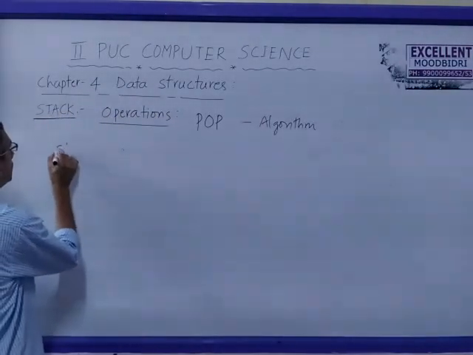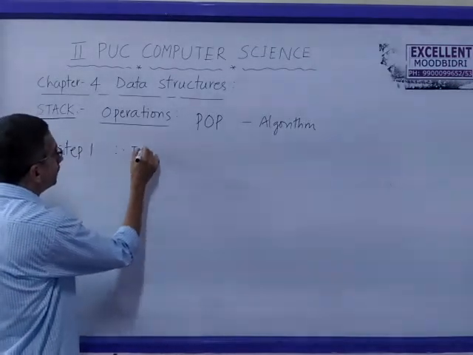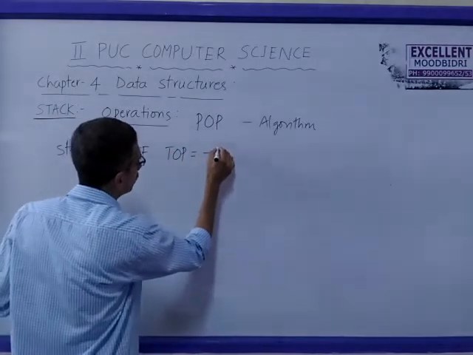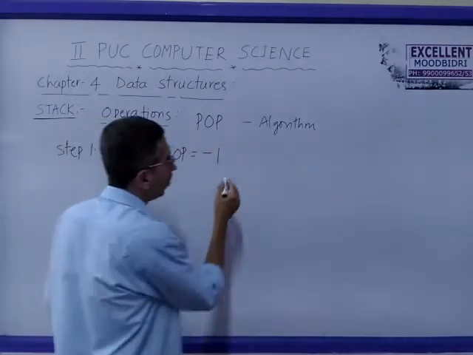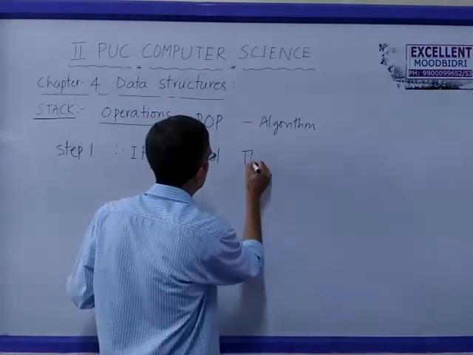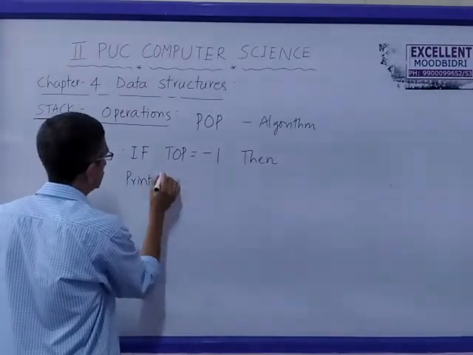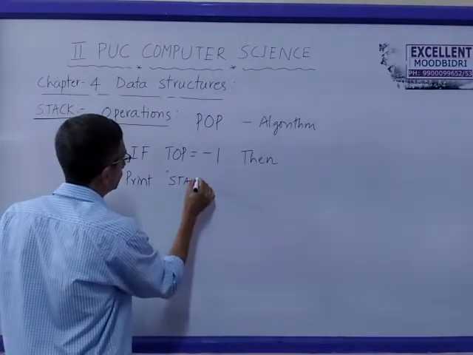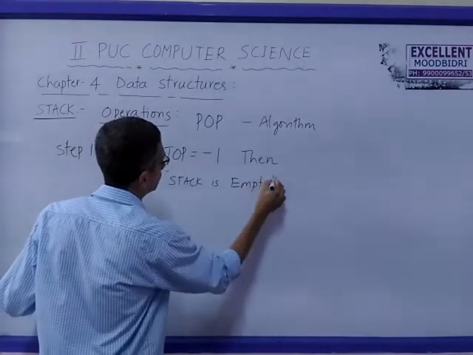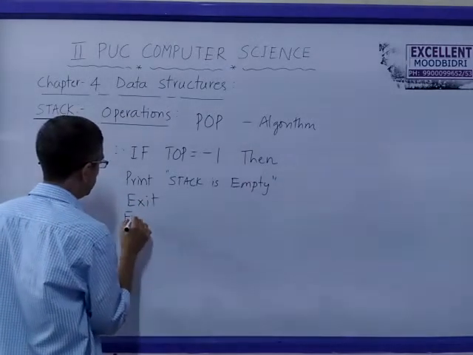Algorithm, step 1. If top is equal to -1, or null you can also write, then print "Stack is empty," exit, and end.